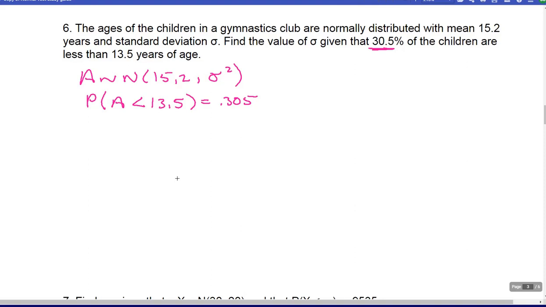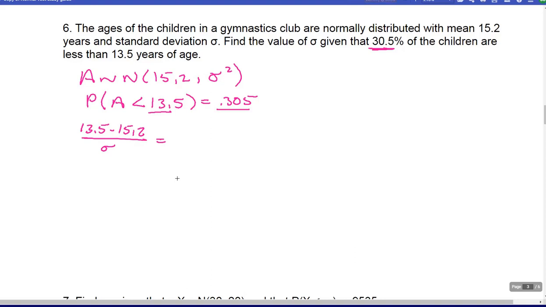Well, first thing you can do is try and convert it to a z-score. So what am I going to write? 13.5 minus 15.2 divided by what? Sigma. Good. Now, we just made this 13.5 a z-score. Now what we've got to do is make this a z-score. You with me? Yeah.